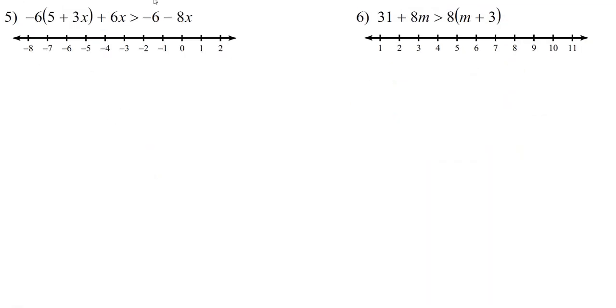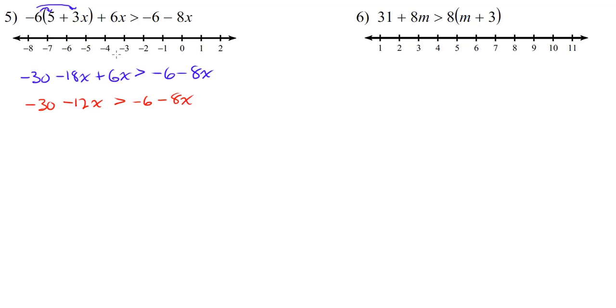All right, number 5, we have some more distributive properties, so let's go ahead and take care of that. We have negative 6 times 5, that is negative 30, and negative 6 times 3x, that is negative 18x, and we bring down the rest of this. So now on the left, we could combine like terms, because negative 18x plus 6x is negative 12x. So let's rewrite this as negative 30 minus 12x is greater than negative 6 minus 8x.